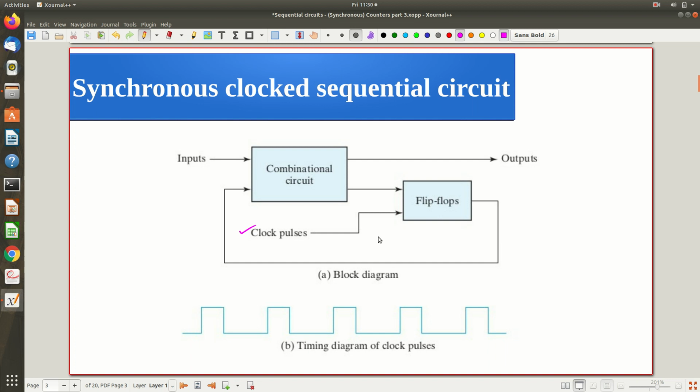In this output, the output is actually depending on the present input as well as the previous output, like this, right? This is a block diagram of any sequential circuit, particularly a synchronous sequential circuit. So what makes it synchronous? The addition of the clock that triggers all the flip flops simultaneously, that is the meaning of this kind of notation. So that makes it synchronous.